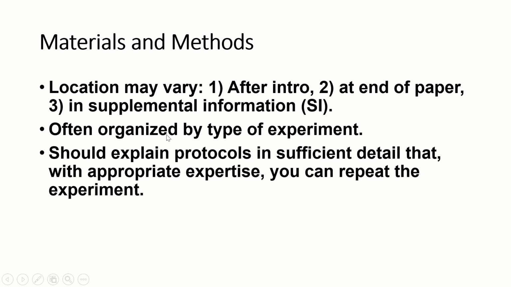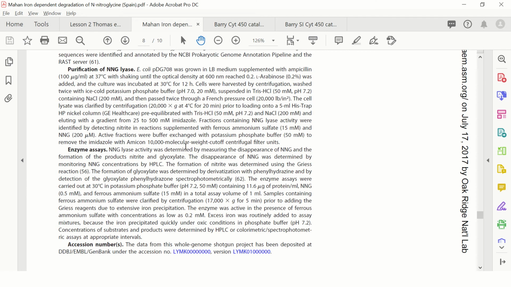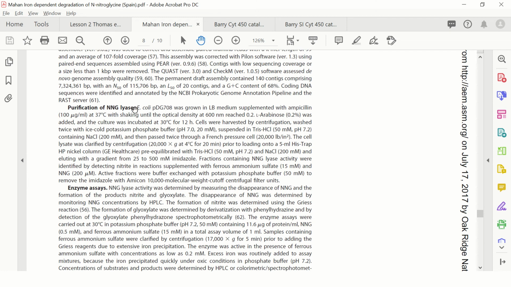What the materials and methods section should do above all is explain the protocols in sufficient detail that you, with appropriate expertise, could repeat the experiment. This is very similar to the experimental section that you would have in a lab notebook, or for your laboratories, what you would have for your experimental section. In this paper, take the purification of NNG lyase, for example. This should say exactly what reagents were used.